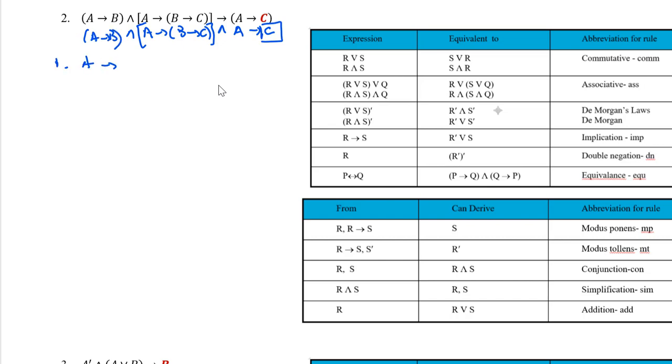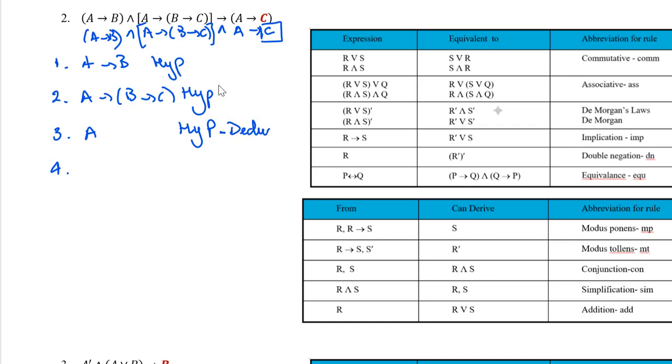1, A implies B is true by assumption. 2, A implies B implies C is true, another assumption. And the third, we know that A is true as well, is a hypothesis. But remember, this one is the deduction method. So the next step is, since A is true and A implies B is true, I would say B is true by 3 MP.